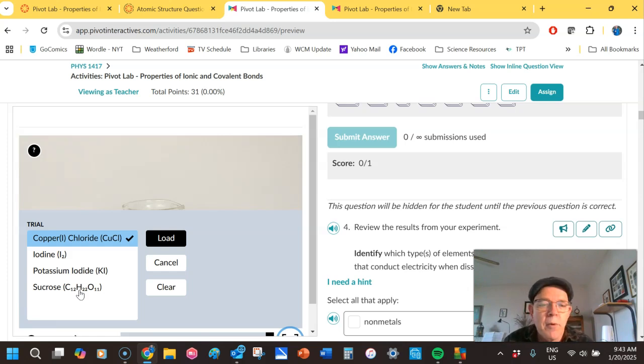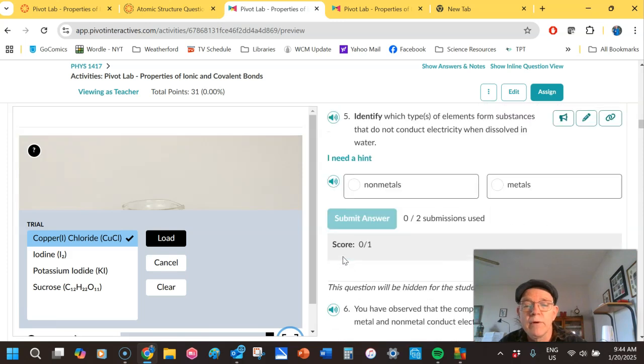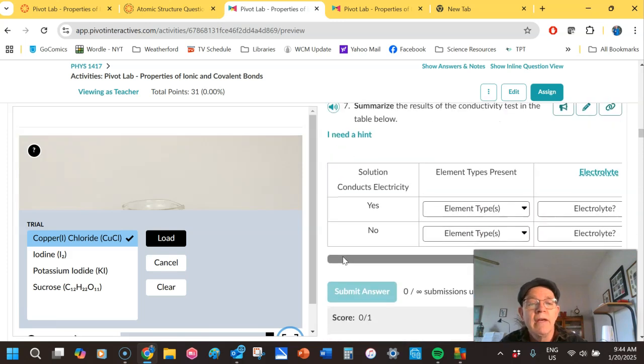For the purposes of this lab, hydrogen will always be a non-metal for this experiment. Like I said, sometimes it can go both ways, but in this case, we're definitely going to say that it is a non-metal. So hydrogen is a non-metal. That's an important thing when you come down here.